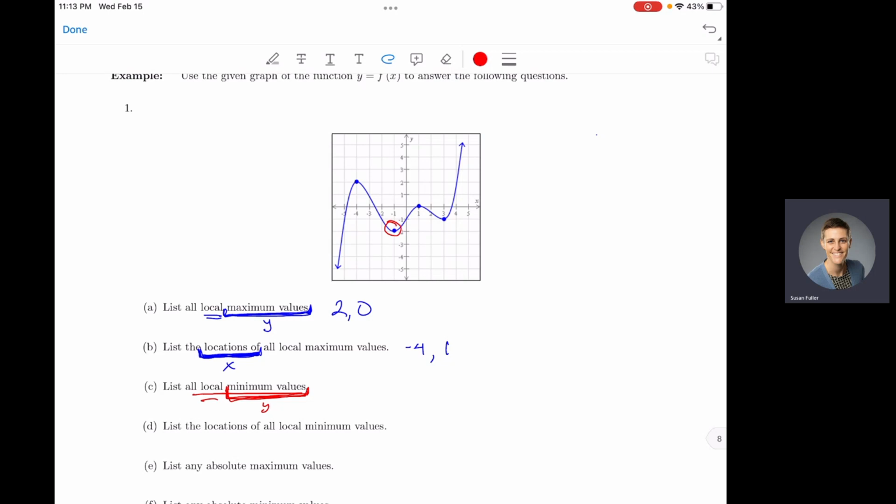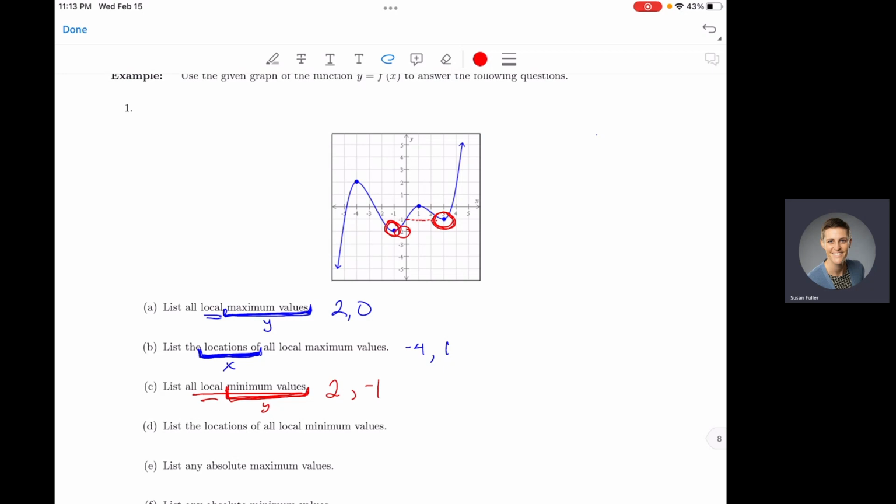So here's a bottom of a valley, and here's a bottom of a valley. So I want the y values where each of these points take place. So this one down here has a y value of 2. And this minimum over here has a y value of -1. So I'm just going to list those out.